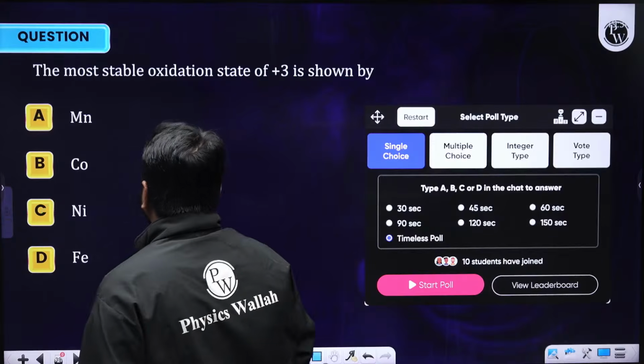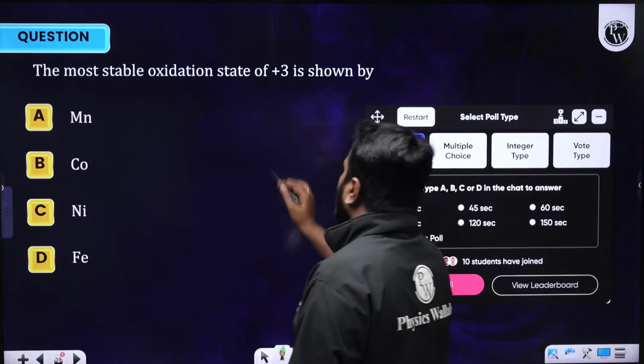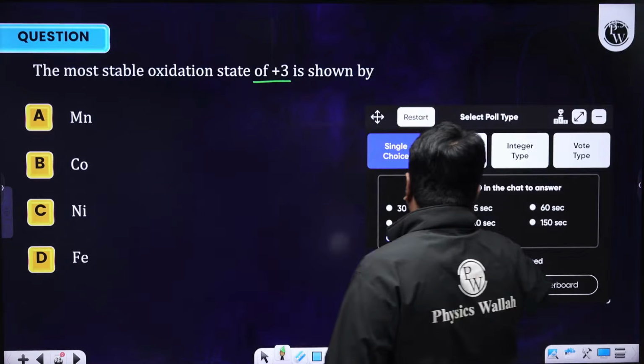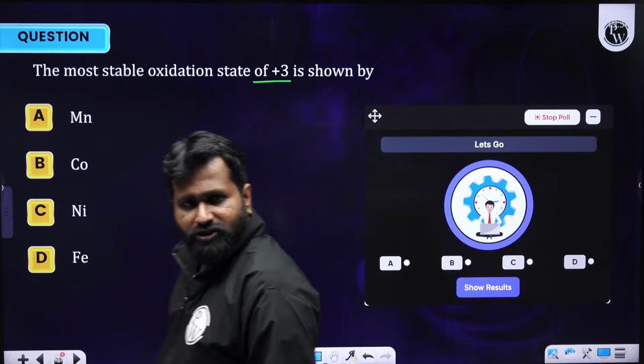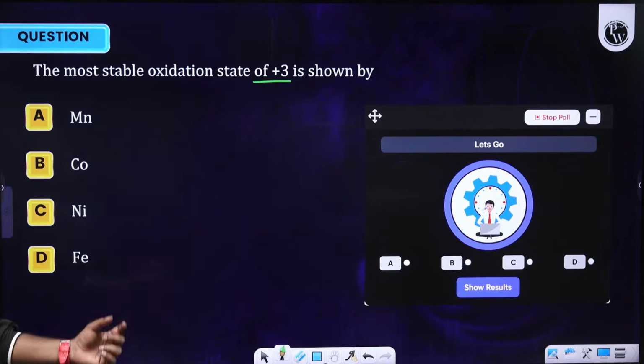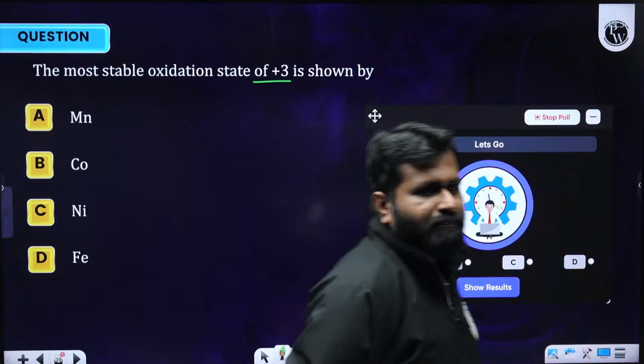Next question. The most stable oxidation state of +3 is shown by.